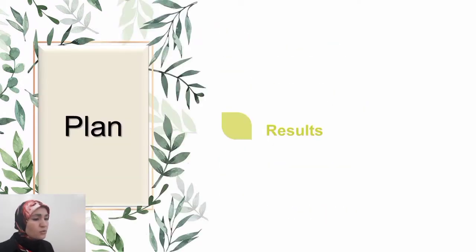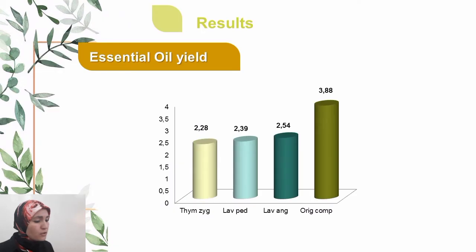Let's turn now to the results. For the essential oil yield, this graph clearly shows that Origanum compactum presented the highest essential oil extraction yield with 3.88%.